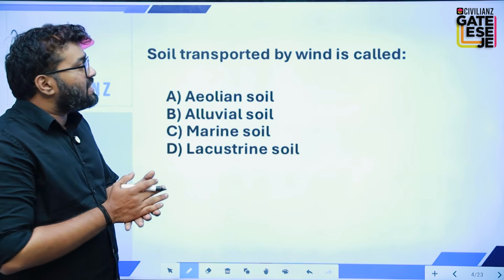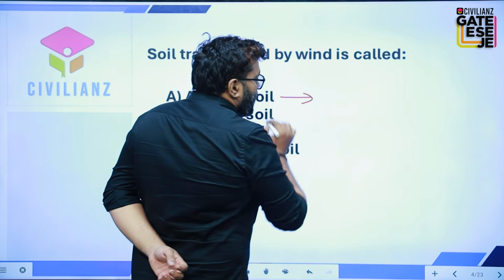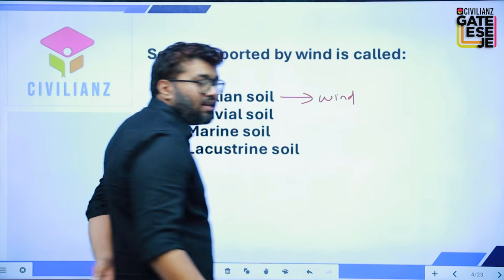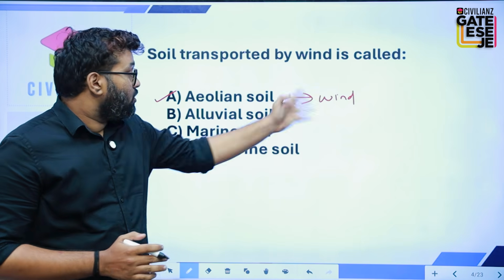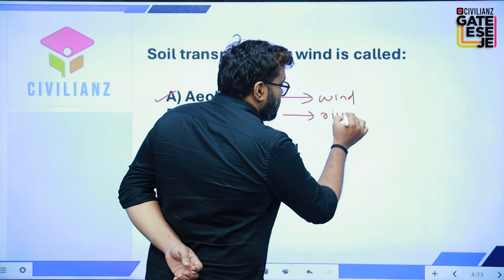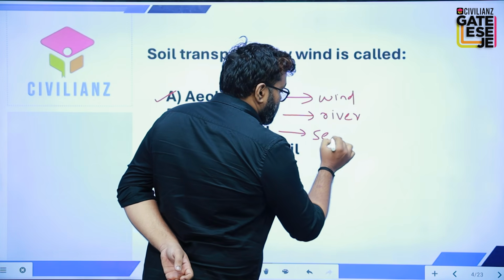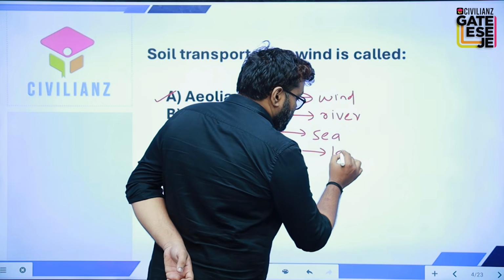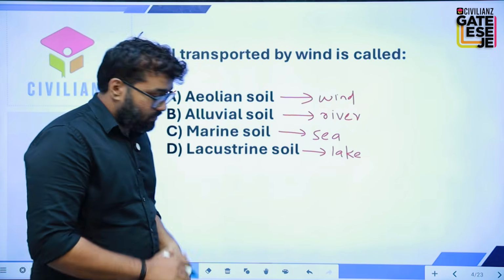Soil transported by wind is called. So the options are: first option is aeolian soil, and we all know that aeolian soil is transported by wind. So the correct answer is option A. Aeolian soil is transported and deposited by wind. Coming to alluvial soil, it is deposited by river. Marine soil is deposited by sea. And lacustrine soil is deposited by lake. So the correct answer is option A, aeolian soil.